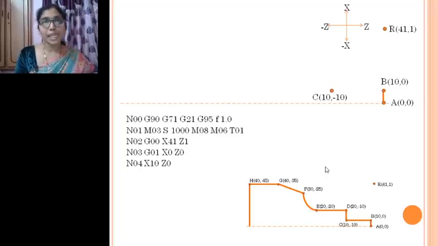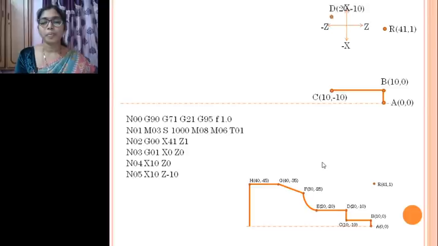So we use linear interpolation. G01 is the code. What is in activation? G01 is in activation, so no need to change the code. The next line is X10 Z minus 10. From here it moves to this point, minus 10. And then again it has to move to D point.